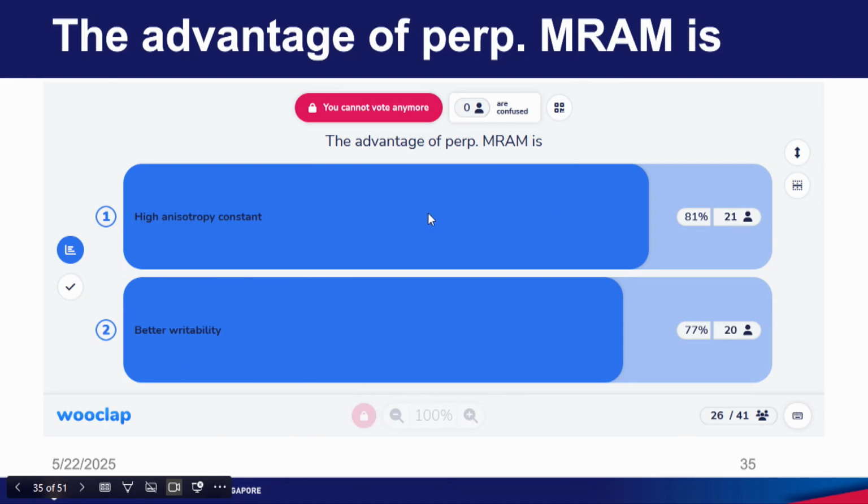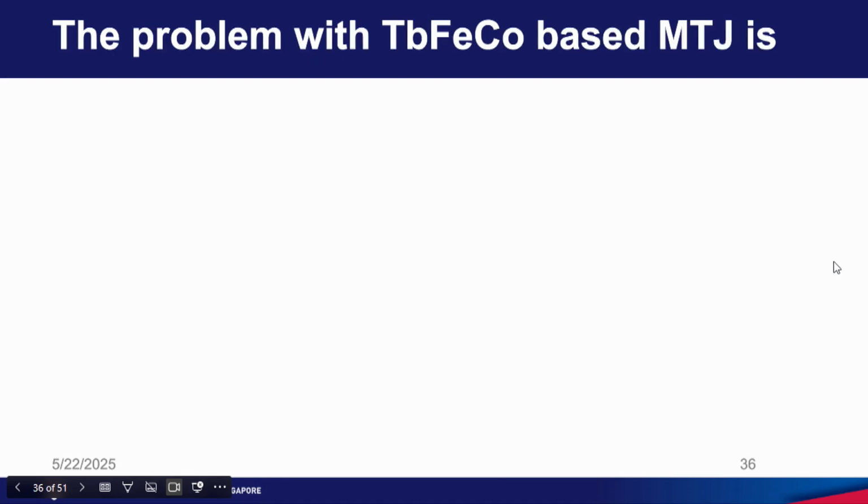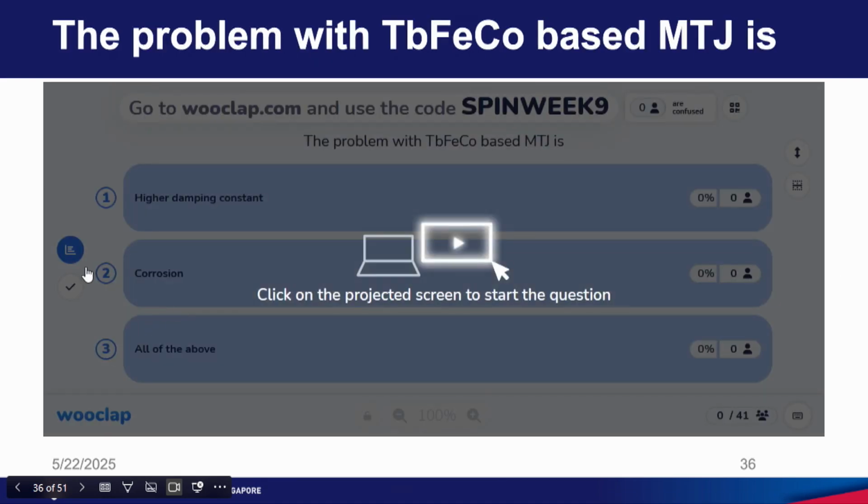Okay, both are correct answer. Perpendicular MRAM materials have high anisotropy constant, so you can make them smaller. Smaller MRAMs are possible with perpendicular MRAM, and they have better writability compared to the in plane because you are not spending extra energy more than the storage energy. Okay. Next question.